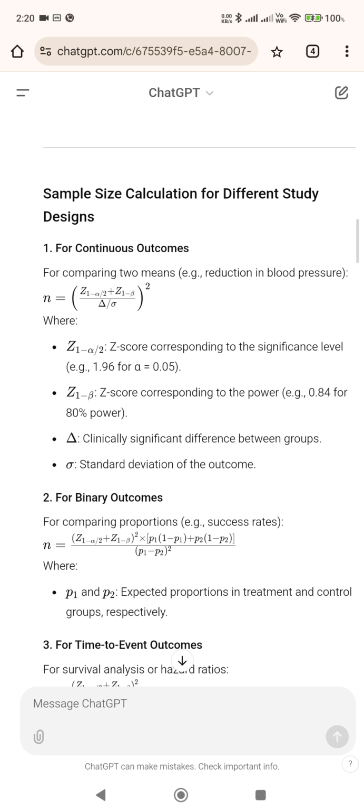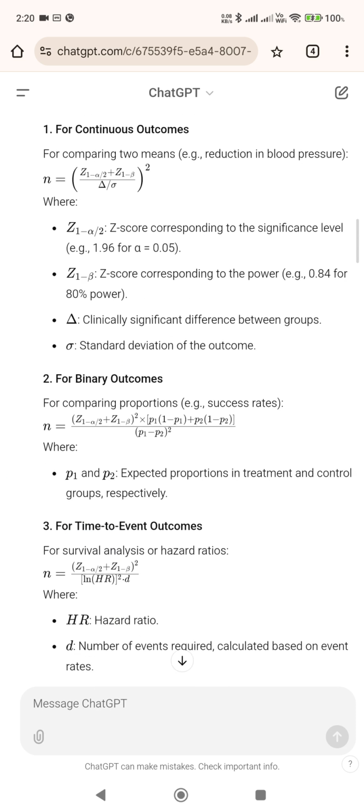Sample size calculation for different study designs. 1. For continuous outcomes, for comparing two means, e.g., reduction in blood pressure: n equals 2 times the fraction (z of 1 minus alpha over 2, plus z of 1 minus beta) times sigma over delta, all squared, where z of 1 minus alpha over 2 is the z-score corresponding to the significance level, e.g., 1.96 for alpha 0.05. Z of 1 minus beta is the z-score corresponding to the power, e.g., 0.84 for 80% power. Delta is the clinically significant difference between groups. Sigma is the standard deviation of the outcome.